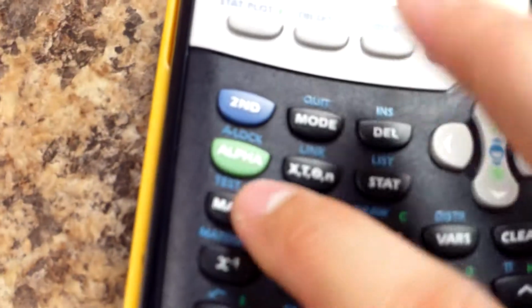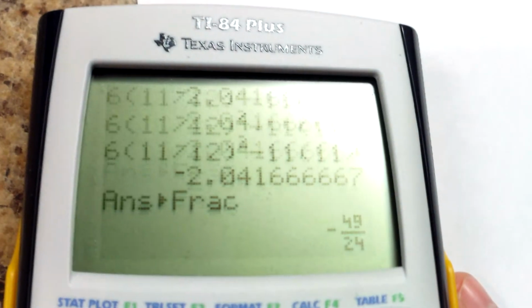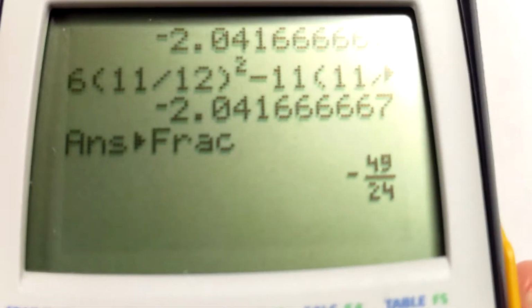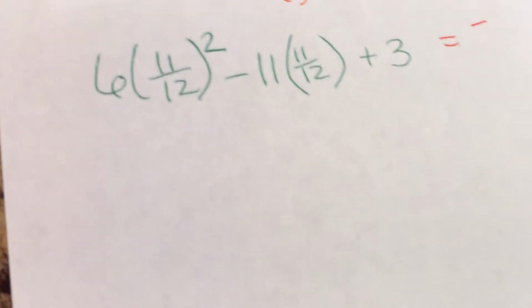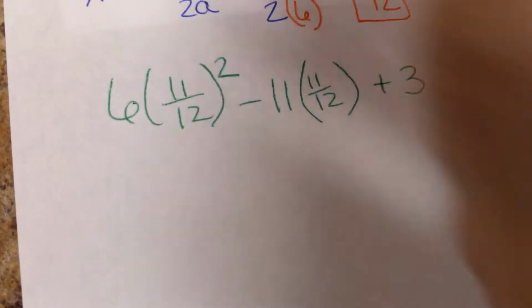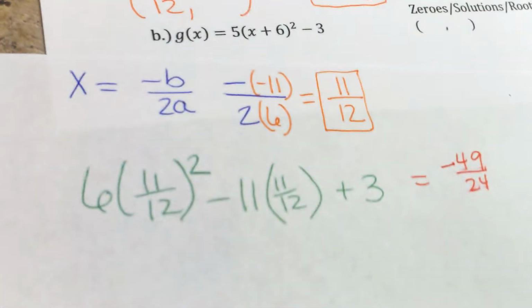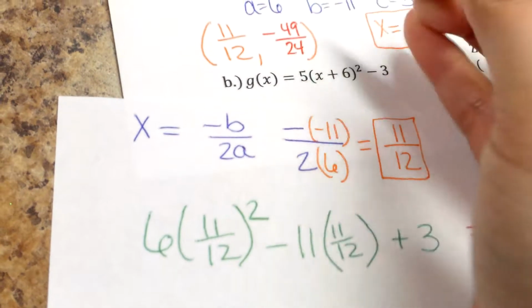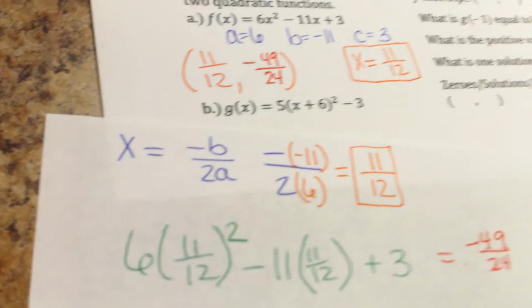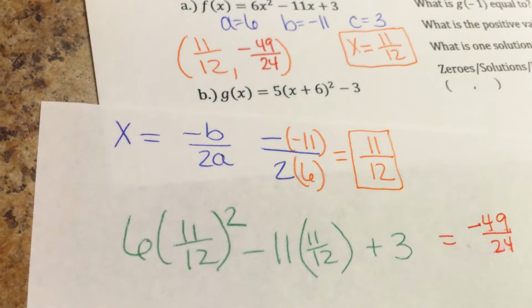So to change it to fraction, we can click math. And then it's the first one, enter, enter to change it to fraction. So it's negative 49 over 24. That would be your y value. This ended up being negative 49 over 24. And that's your vertex for this y value, negative 49 over 24. And there's your vertex. Yes, it's an ugly fraction, but it's okay. It doesn't have to be a whole number all the time.